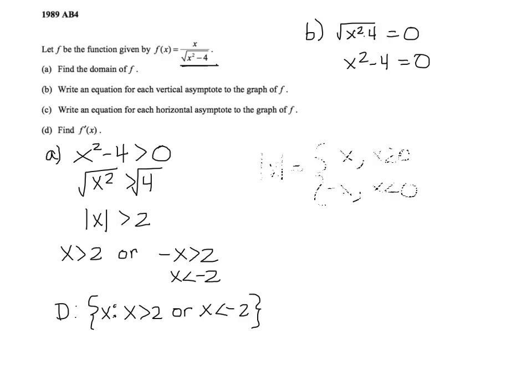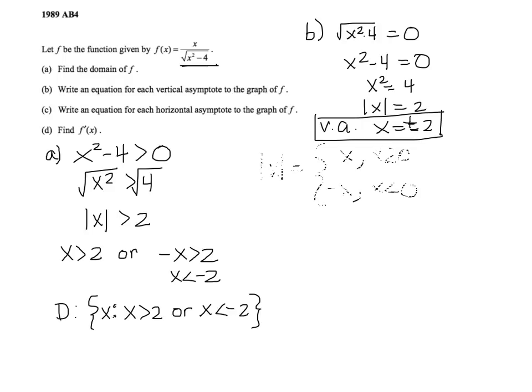I solve that. Real quick, add 4, and I'll have x squared equals 4. Take the square root of both sides, and you'll have, again, absolute value of x is equal to 2, which gives you two solutions, plus or minus 2. So your vertical asymptotes would occur when x is equal to plus or minus 2. Positive and negative 2.